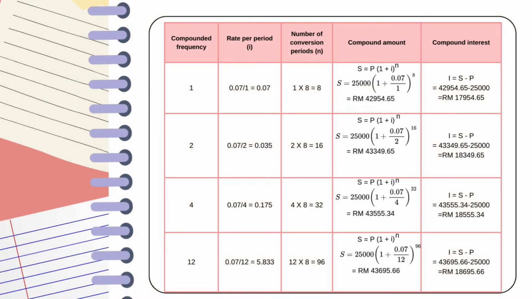For annually, the compounding frequency is 1. For semi-annually, the compounding frequency is 2. For quarterly, the compounding frequency is 4. For monthly, the compounding frequency is 12.